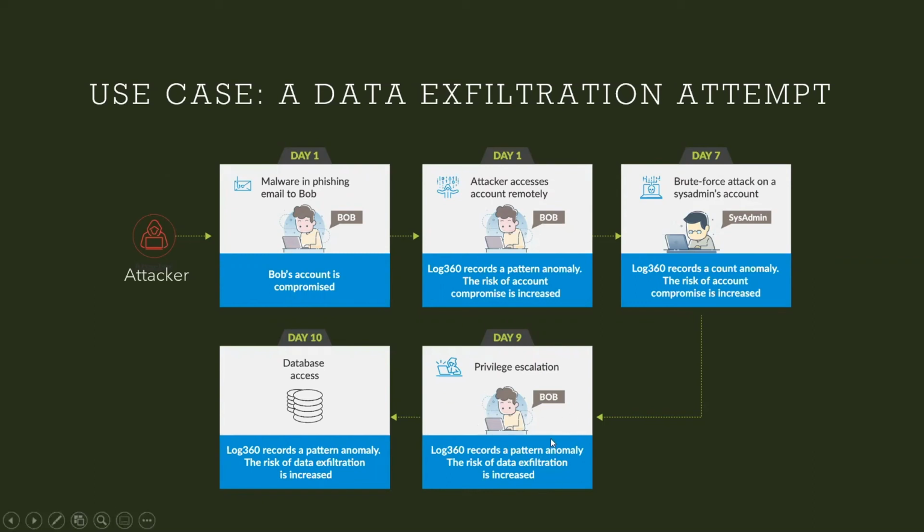So on day 9, the attacker uses the sysadmin's credentials to escalate Bob's privileges. Bob is made a member of a privileged security group. This is again going to increase the risk score of a possible account compromise. And then finally on day 10, the attacker accesses an unusually high number of databases with confidential data using Bob's credentials. This is again going to increase the risk score associated with data exfiltrations.